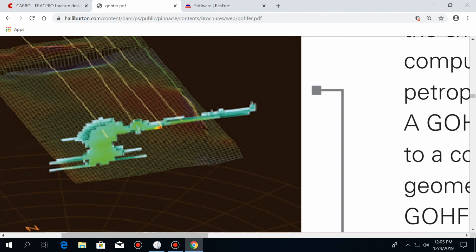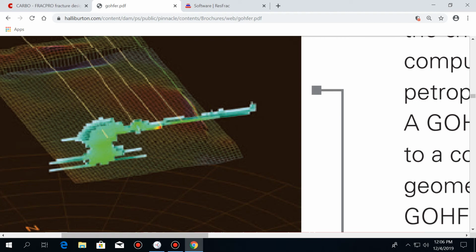So the fracture is always going to look for the minimum principal stress, find the direction, and that's how it's going to propagate, always perpendicular to the minimum principal stress. And then it's going to look for places where the minimum principal stress is the lowest, and that's where it's going to propagate.